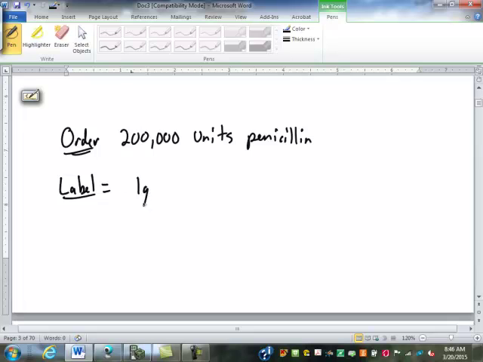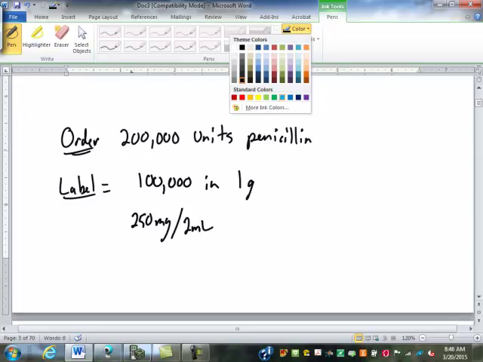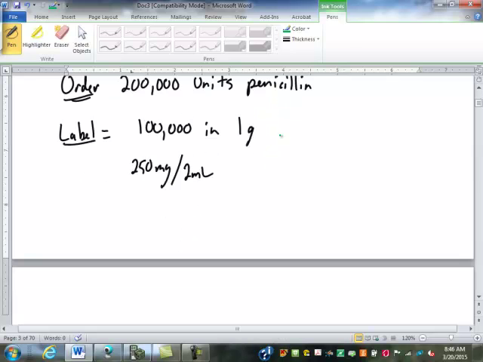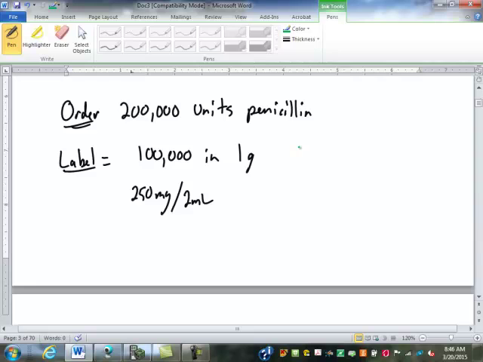Let's say the label. How do I put this? Label is 100,000 units in 1 gram. 250 milligrams per 2 milliliters. So when we're looking at a problem like this, trying to figure out just how much to administer to the patient, we have our order, which is 200,000 units.